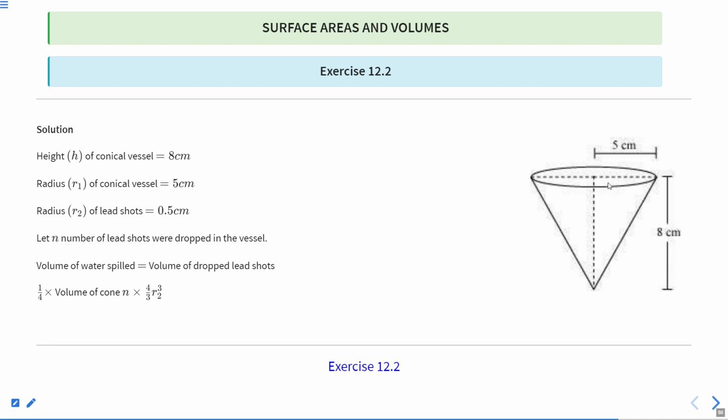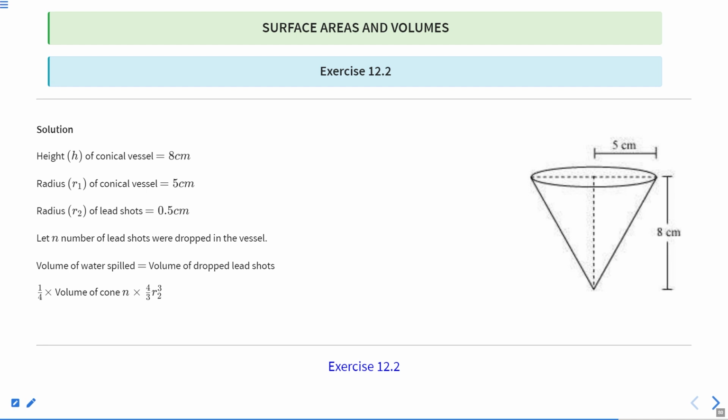So this is our figure, and here this height is 8 centimeter, and the radius of this cone is 5 centimeter. Okay, so height h of conical vessel is 8 centimeter, radius r1 of conical vessel is 5 centimeter, and radius r2 of the lead shots is 0.5 centimeter. And then we let the number of lead shots dropped in the vessel be n.